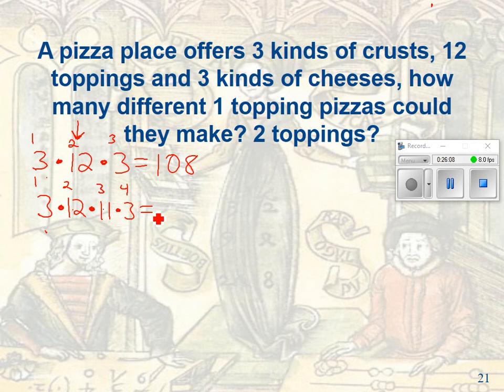So what if we wanted 3 toppings? I mean, 5 choices. So it would be 3, 12, 11, 10. So it'd be 3 times 12 times 11 times 10 times 3. And then the answer to the first one.